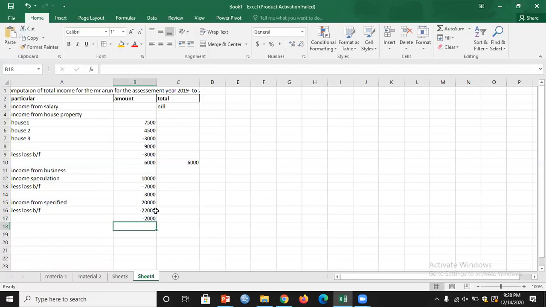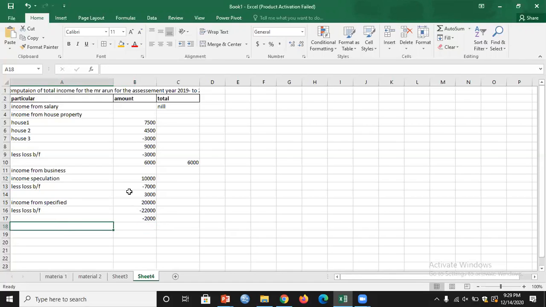So there is a loss from the specified business. We cannot set it off against the income from the speculation business, because we already stated in set off and carry forward that losses made in the speculation business can only be set off against the profit from the speculation business. If there is a loss in the specified business, it can only be set off against the specified business. So it cannot be possible.